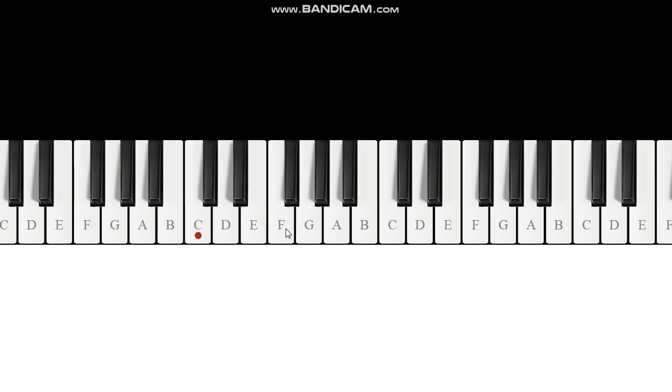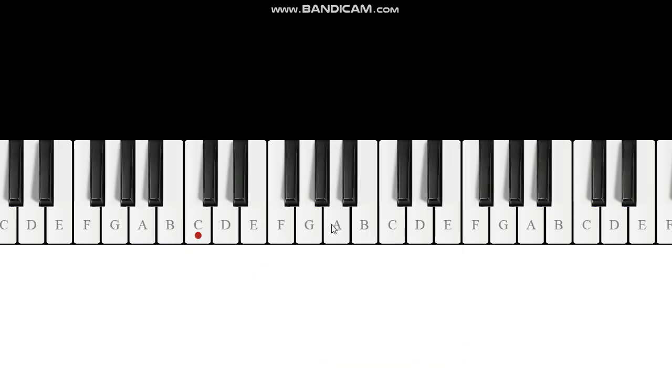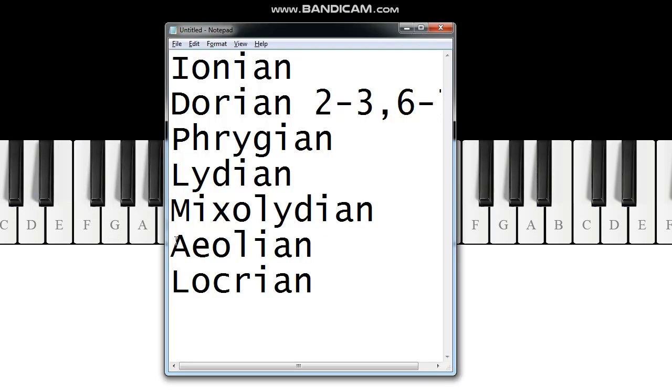Okay, so you keep that pattern and you apply it to whatever root you want to apply it to. The root is the first note. That's going to be the key of the scale.